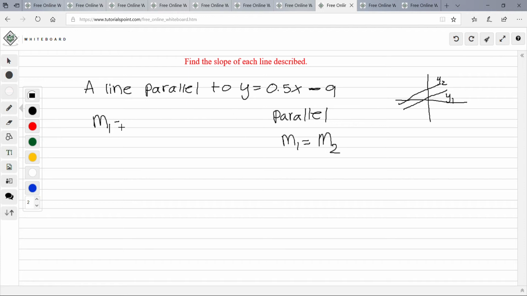So in this case, what is our slope? We'll call our first slope m1, 0.5. So what would be our other slope for our next equation? It's going to be 0.5 as well, right? Because parallel means you have to have the same slope. So the slope is just 0.5.